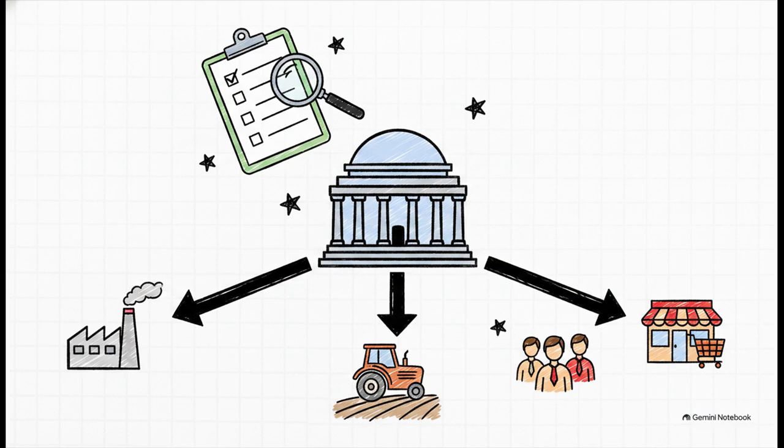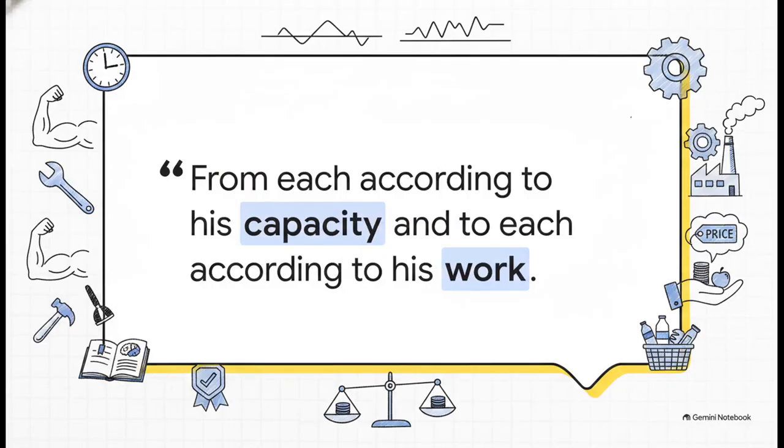The government owns all the productive resources. They directly estimate the available economic and human resources, and then they evaluate national priorities to actively, manually solve the what, how, and for whom problems, rather than leaving it to the chaos of consumer markets. And what about distribution? Well, their whole philosophy shifts to this famous idea: from each according to his capacity, to each according to his work.